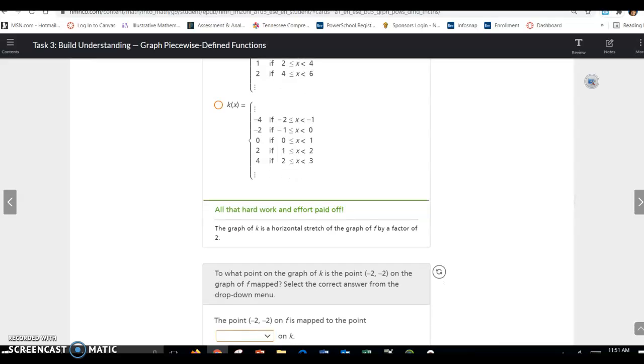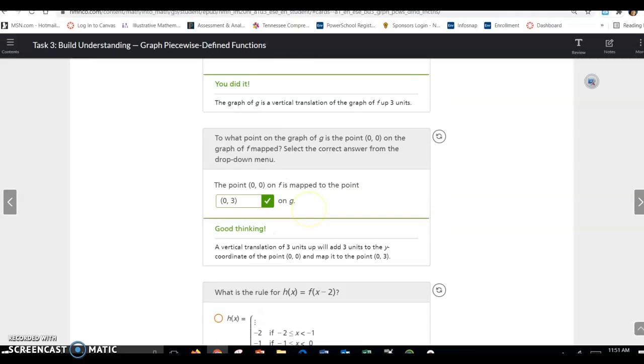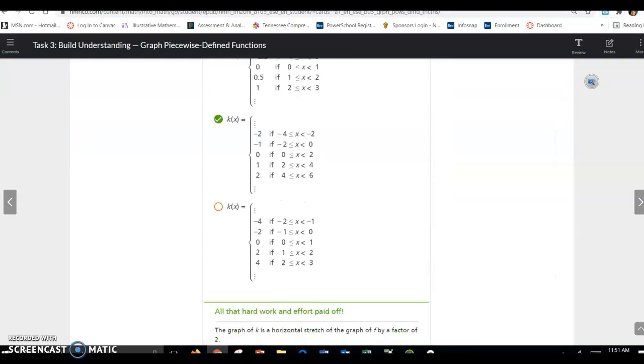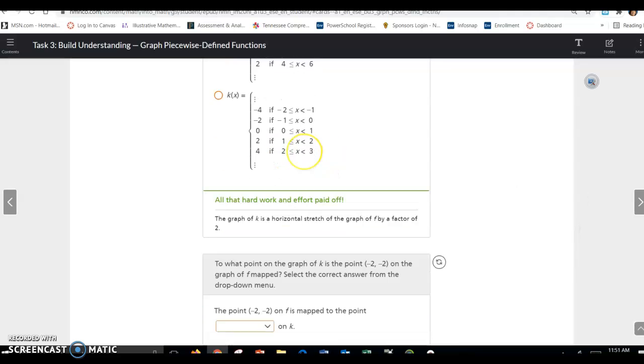All right, so let's see what it says. The graph of K is a horizontal stretch of the graph of F by a factor of 2. All right, so remember in the previous section where we graphed these, the B is inside the parentheses and it's 1 over B, and that makes it a stretch, which is why this gets multiplied by 2. So remember in the original one, it went from -2 to -1. And now it's just being stretched across this by a factor of 2.